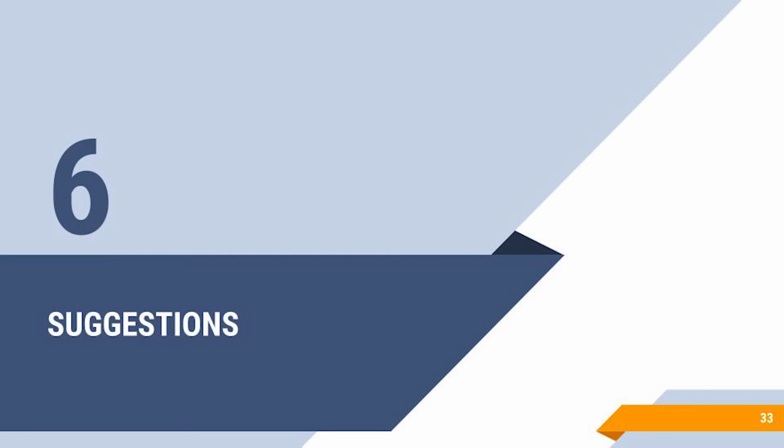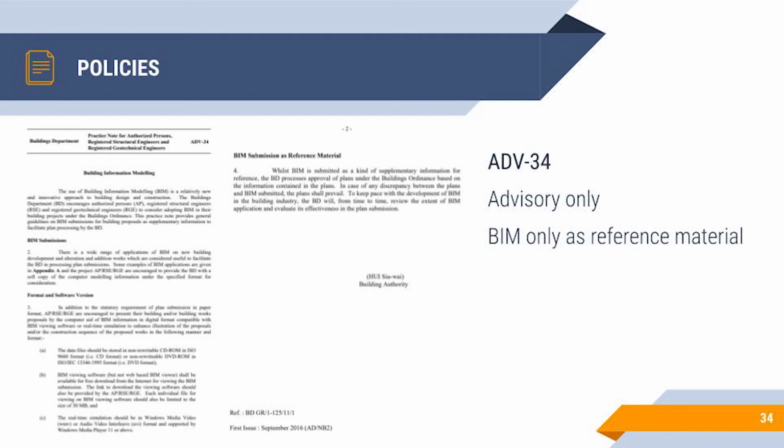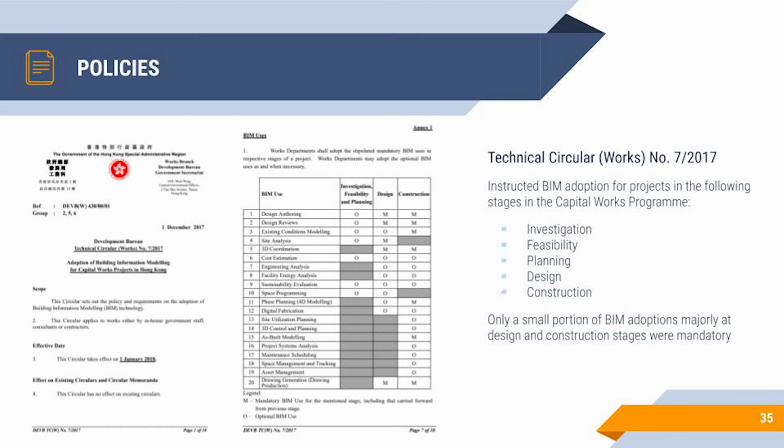Policies. In Hong Kong, BIM is adopted in development projects, fundamentally because of mandatory requirements from the government. The Building Department first issued a practice note to encourage BIM adoption in building projects under the Building Ordinance ADV 34. However, it's only advisory.